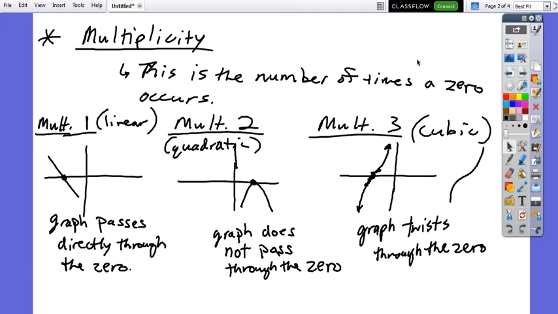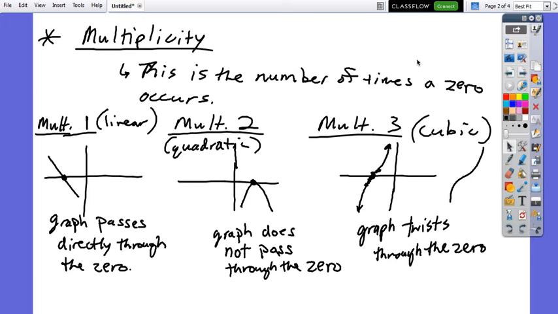Now, these are the 3 ways that we can graph through a point. If we get higher degree polynomials or higher degree multiplicity, there aren't other ways to do it. So, anytime your exponent is even, it's going to look like a quadratic. Anytime your exponent is odd past 3, it's going to look like a cubic.